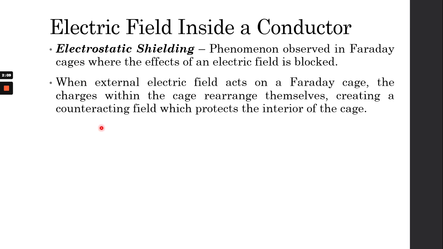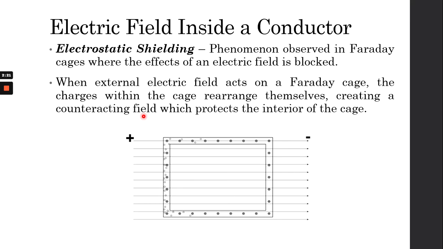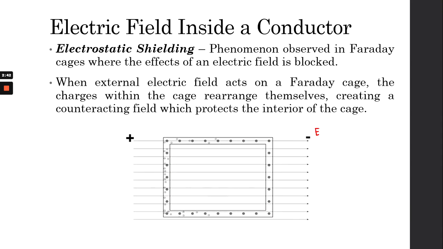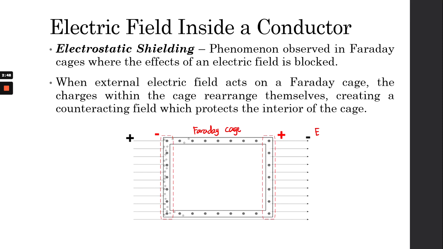What the Faraday cage does is it creates a counteracting field in the interior of the cage, which basically blocks the electric field coming from the external source. What do we mean by that? Let's have this for example. Think of this box right here as your Faraday cage. These black arrows right here are basically your electric field, so that's your E right there. You can think of your Faraday cage as your airplane, your car, or even the elevator.